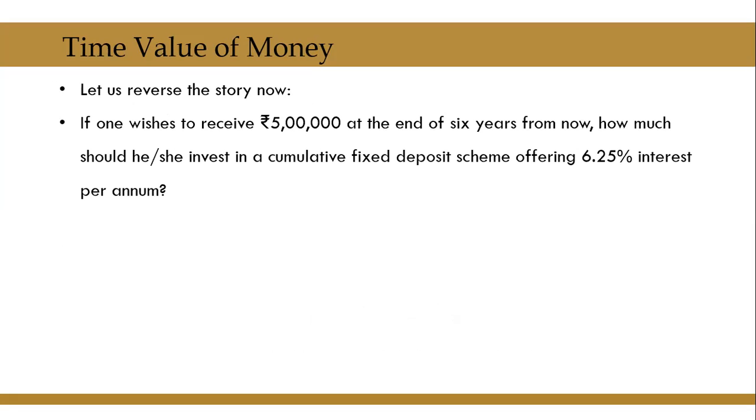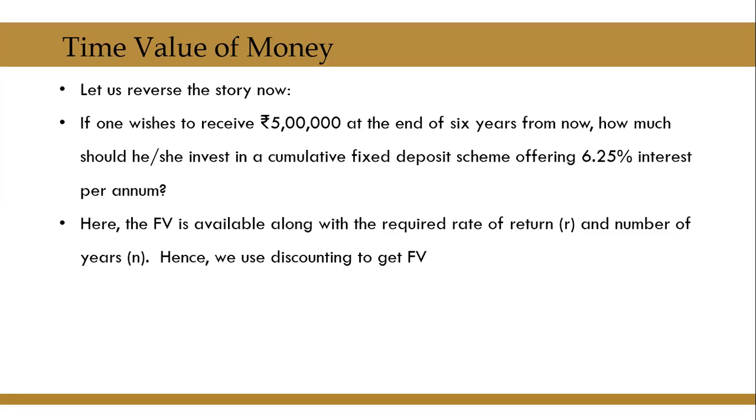6.25% interest. Now the question is, how much should you invest in such a way that you will be able to receive 5 lakh at the end of 6 years, which will be the principal amount plus cumulative interest for 6 years. Here, 5 lakh is something that you want to receive in future, therefore future value is 5 lakh. The rate of return is 6.25% and the discounting period is 6 years. Since we are planning to calculate the present value, we are using the concept of discounting here.